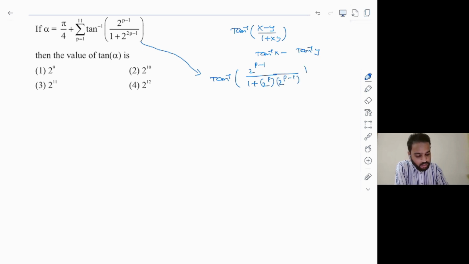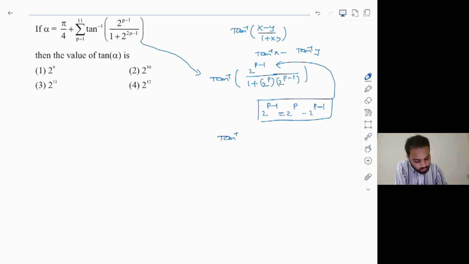And the main advantage is that this numerator part, 2 to the power of p minus 1, is nothing but 2 to the power of p minus 2 to the power of p minus 1, because if you take 2 to the power of p minus 1 common on the right hand side, again you will get 2 to the power of p minus 1. So that's the basic idea here: writing the numerator 2 to the power of p minus 1 as 2 to the power of p minus 2 to the power of p minus 1.